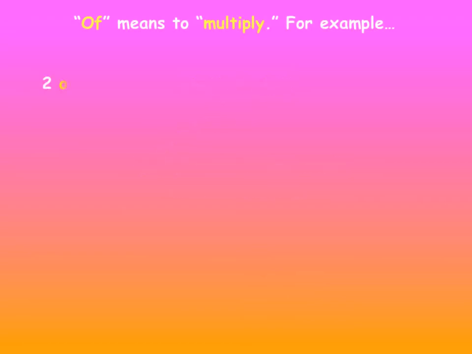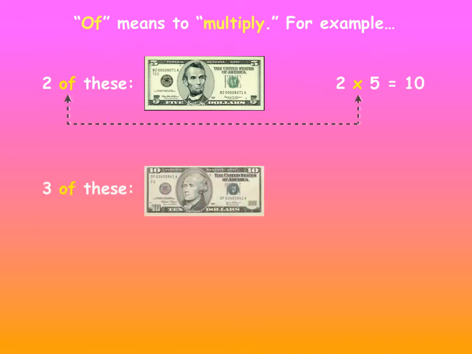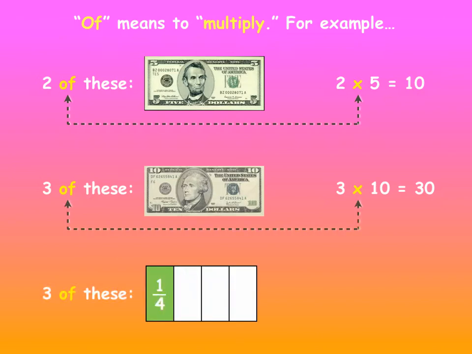For example, 2 of these, that would be 2 5s. 2 times 5. Of and times both mean to multiply. 3 of these, 3 10s. 3 times 10. Again, of means times, multiply. 3 of these, well, that's 1/4, another 1/4, another, there you got 3 of them. 3 times 1/4 is 3/4.